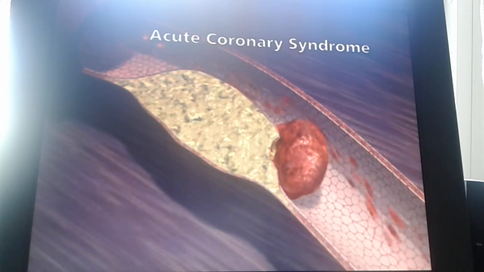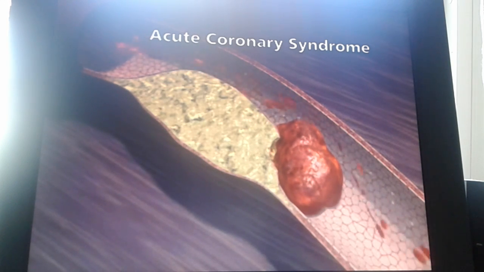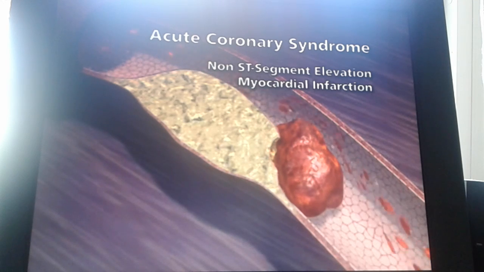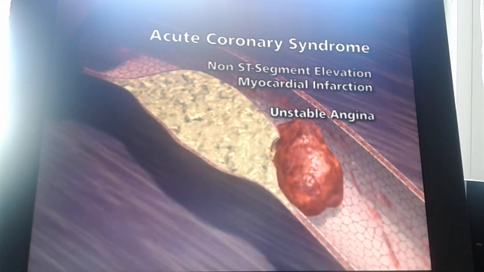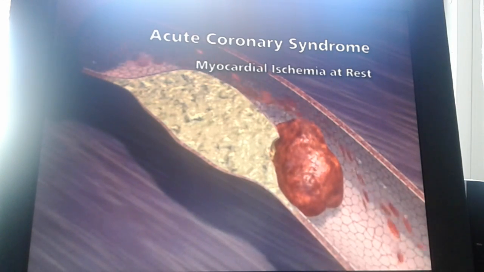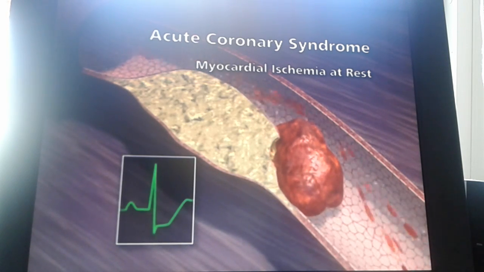When a thrombotic occlusion is subtotal, an acute coronary syndrome develops, and there are 2 types. The first type is known as a non-ST segment elevation myocardial infarction, and the second type is known as unstable angina. With these syndromes, the patient experiences chest pain at rest, and the electrocardiogram shows ST segment depression.